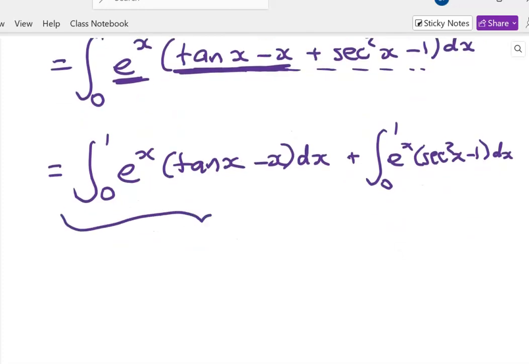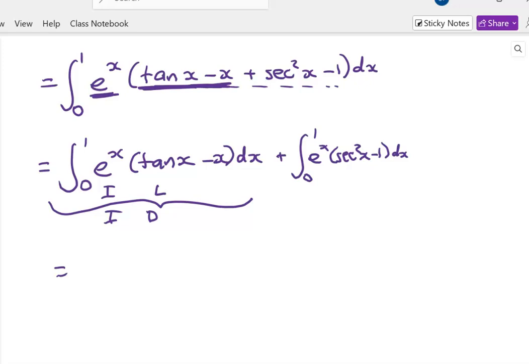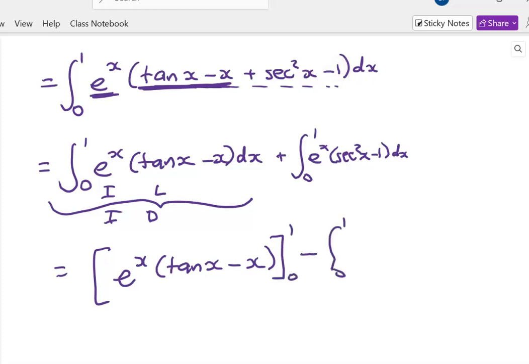Right, so let's get going on the IBP here. We're going to integrate this, we're going to leave this, and then integrate this and differentiate this. So this first one will give me, integrating e to the x gets e to the x, and then we leave tan x minus x. We evaluate that at 1 and 0, and now we subtract the integral between 1 and 0 of e to the x, and this time we differentiate this.